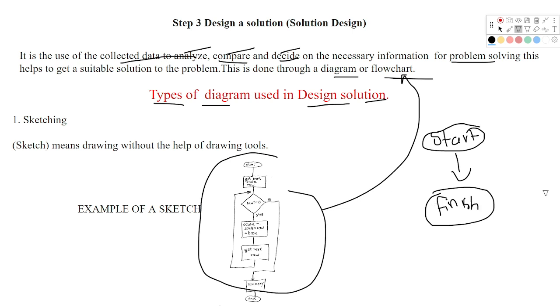So this is the example of a sketch, okay? And this is just an example of a sketch. And this is the first type of diagrams used in design solution. Then next we have diagram, okay?